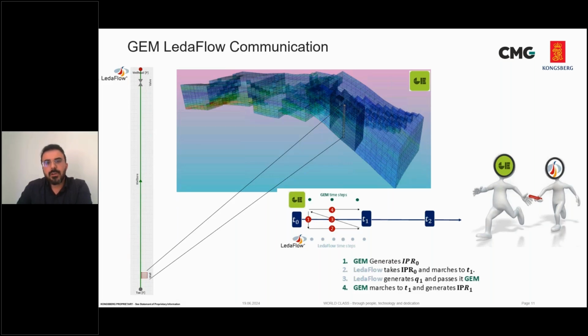When LedaFlow converges to a solution, typically the mass rate of injection and the bottom hole injection temperature are passed back to GEM, and GEM takes this information as an operational constraint for the simulation. Then GEM marches to the first time step and generates the IPR at the end of that time step, which is passed to LedaFlow for the next time step. This sequential process continues until the end of the simulation.